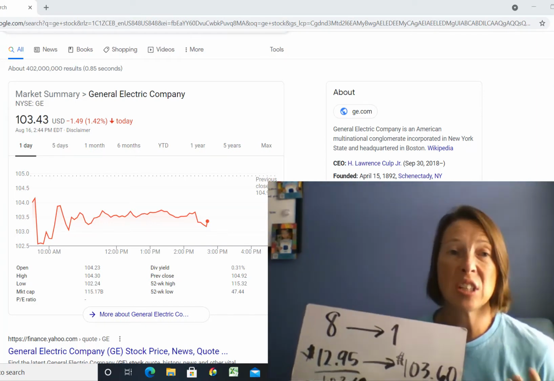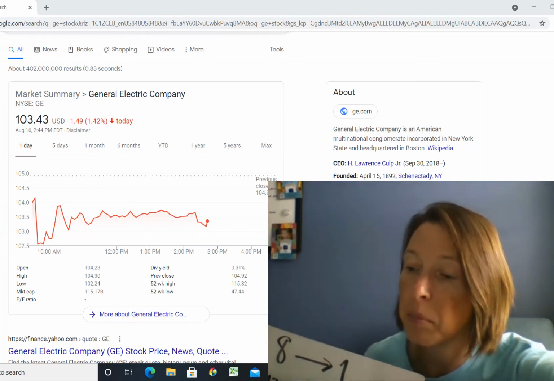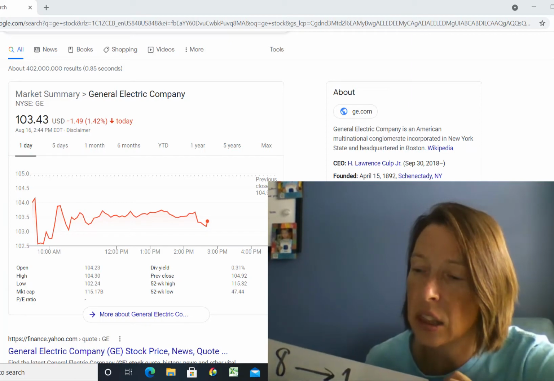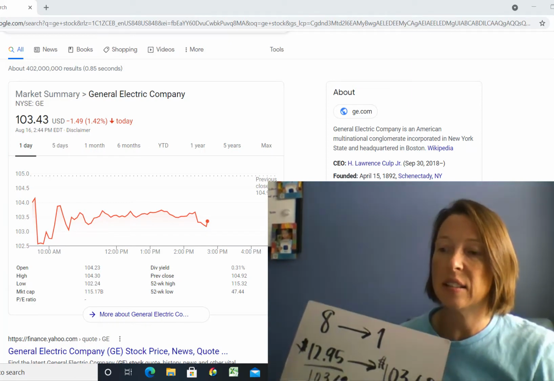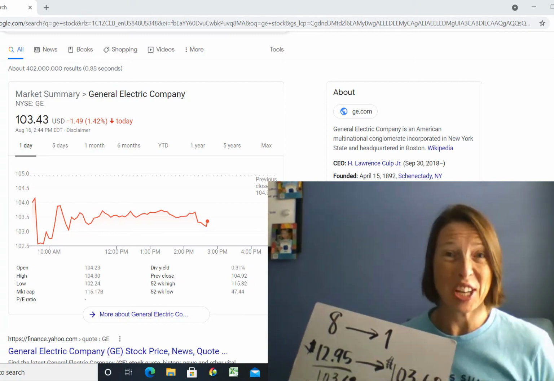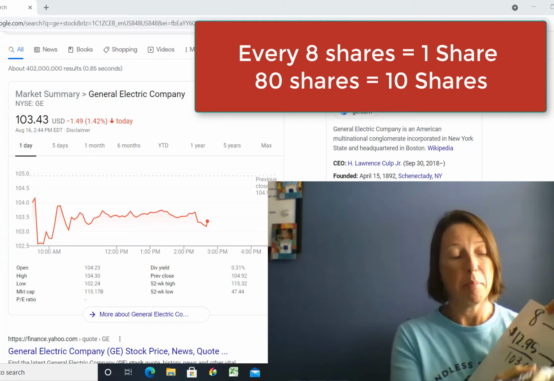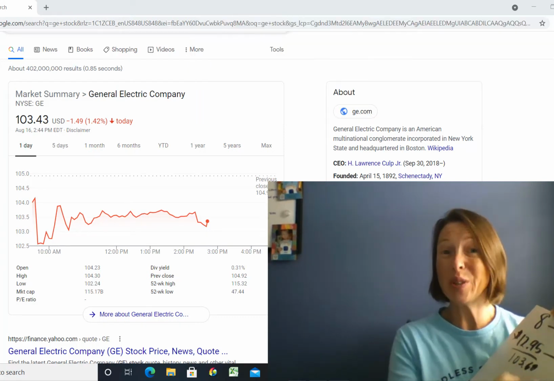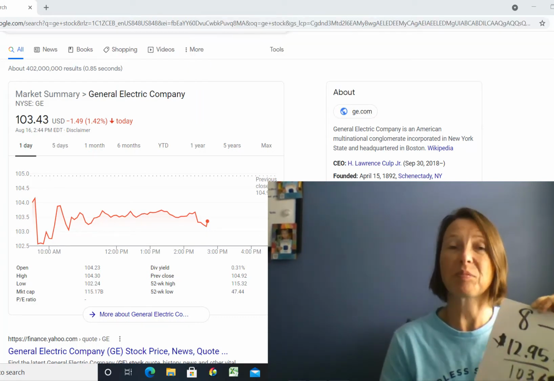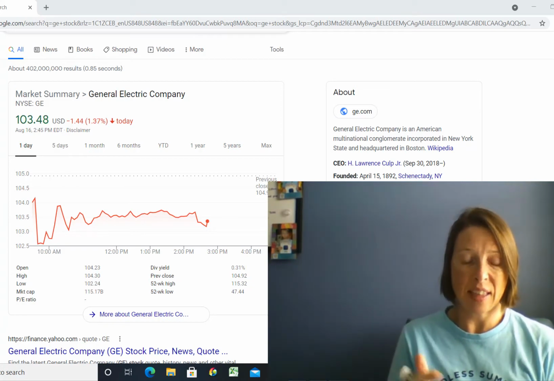Now, I actually had GE stock. I bought it in 2018 at $13.76, and I bought 80 shares exactly. So my 80 shares are now 10 shares. But the value is still the same from that Friday to Monday switch. Right, so what does that mean?